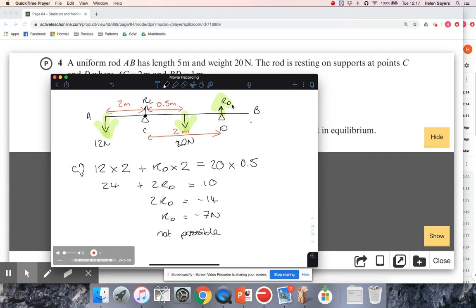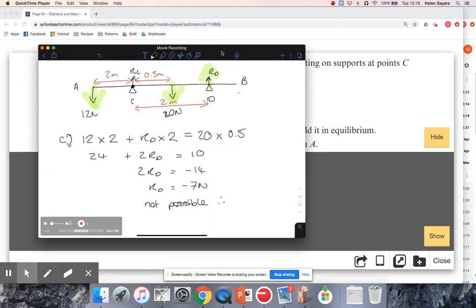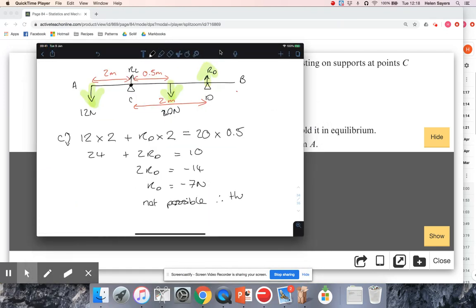So that's not possible. Therefore, what did they actually say, let's copy the wording back. So therefore, the rod is about to tilt. The rod would tilt about C. Okay, so that's one way of showing it. I think that's probably one of the quicker ways of doing it.